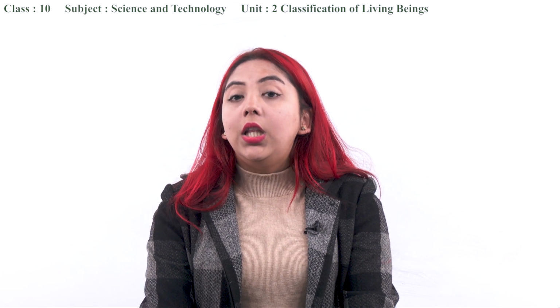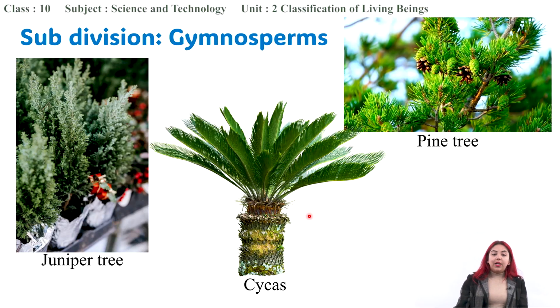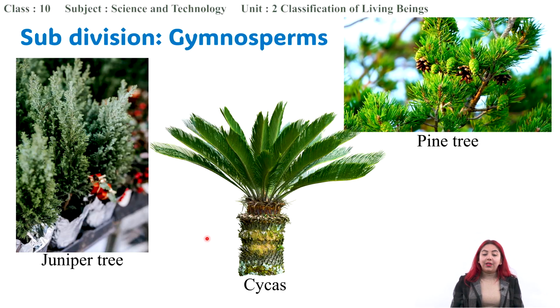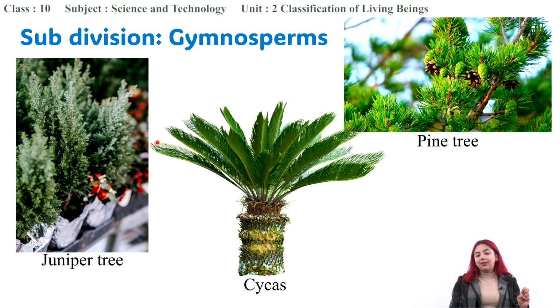Now let us move on to study another subdivision, the gymnosperms. As you can see here in the figure, from certain examples of gymnosperms, what common characteristics can you see? Yes, they do not have flowers and their leaves are very thin, needle-like structures. That is a very important characteristic of gymnosperms, which we will cover in the other slides.